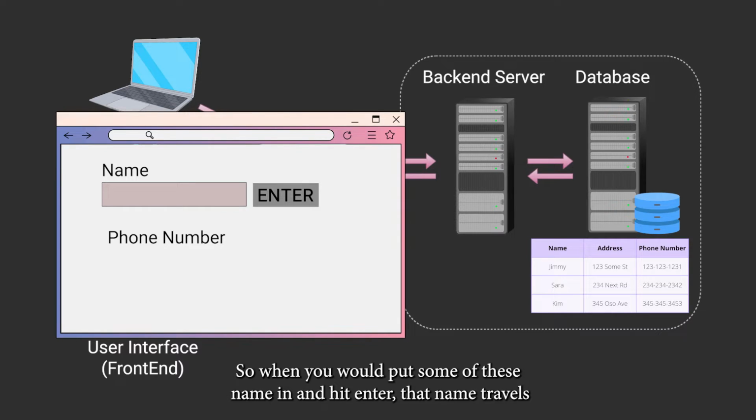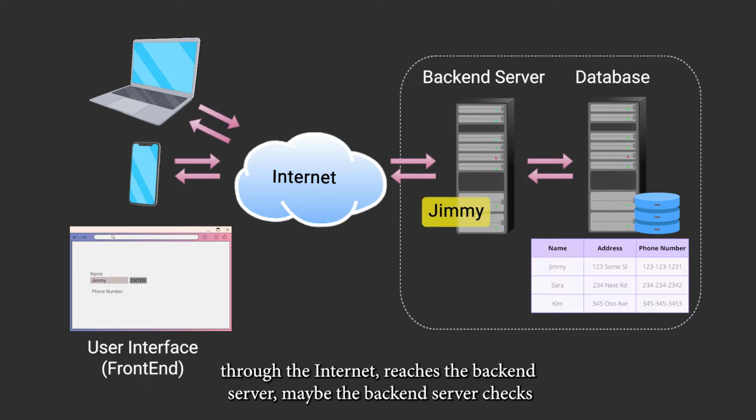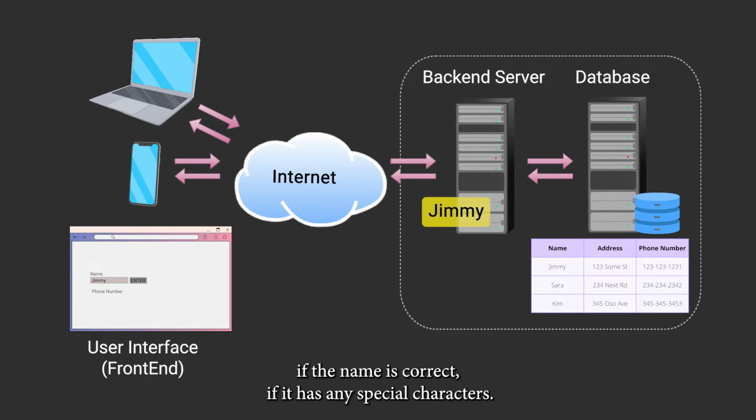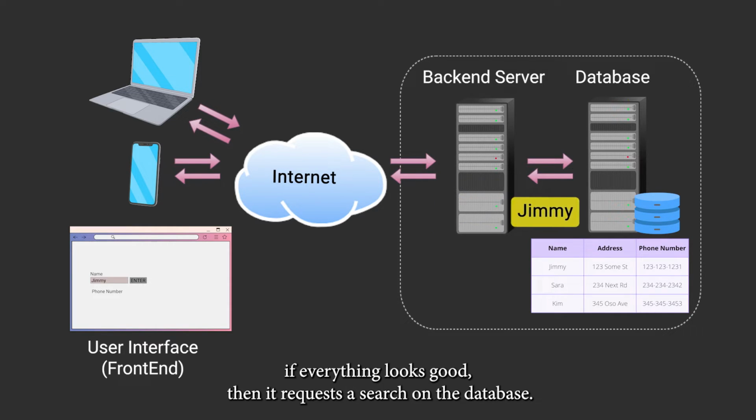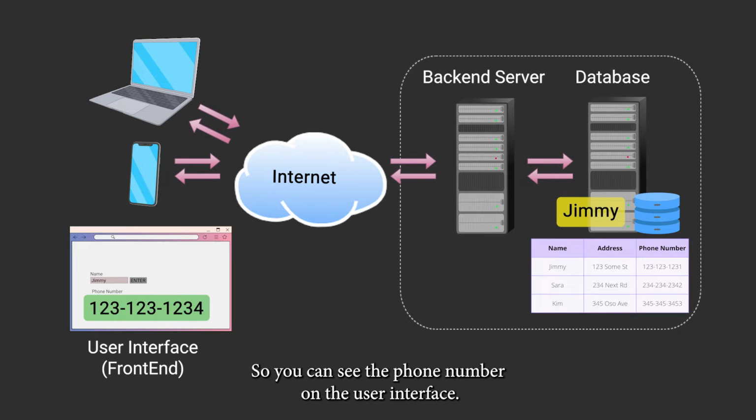So when you would put somebody's name in and hit enter, that name travels through the internet, reaches the backend server. Maybe the backend server checks if the name is correct, if it has any special characters, if you have permission to see their phone number. If everything looks good, then it requests a search on the database. It gets the phone number from the database and sends it back to you so you can see the phone number on the user interface.